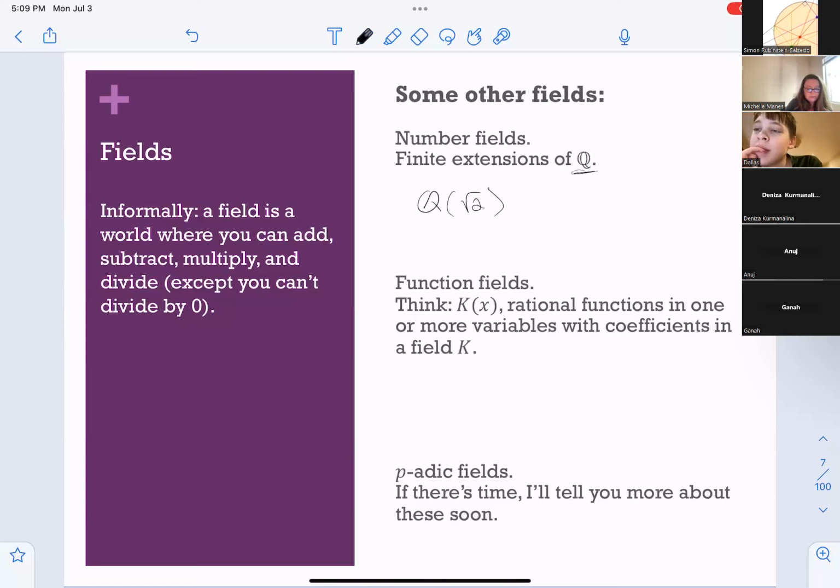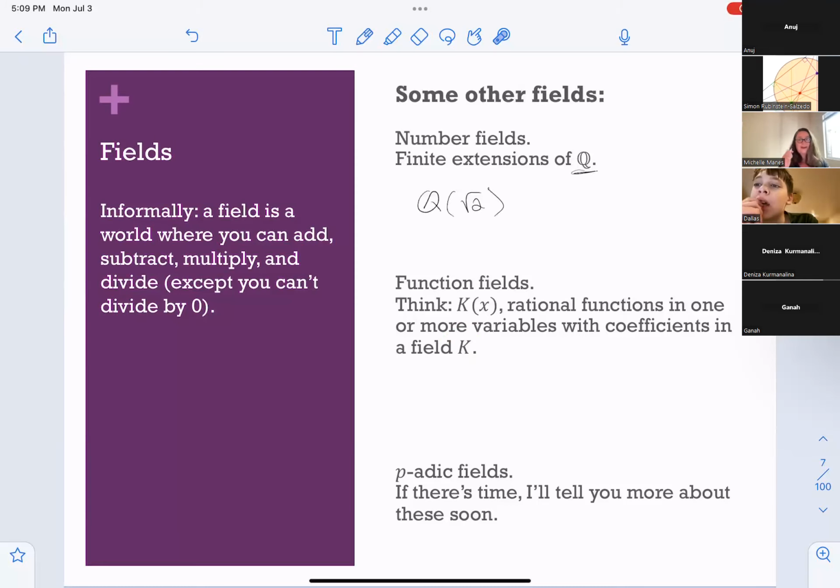I also can do function fields. So here, K is any of those fields I already talked about. Anuj, I'll get to you in 1 second. Let me just finish this sentence.